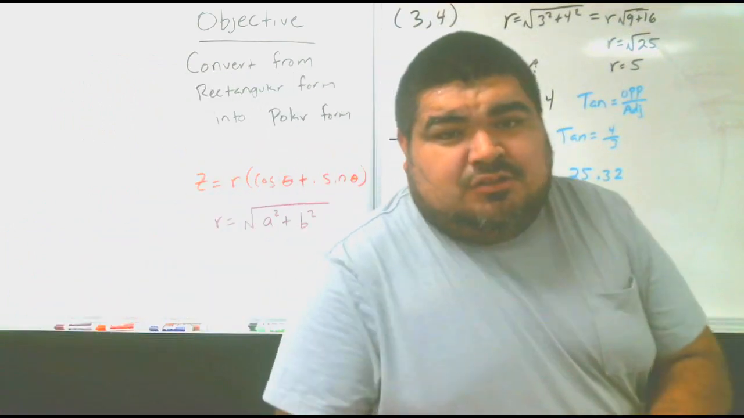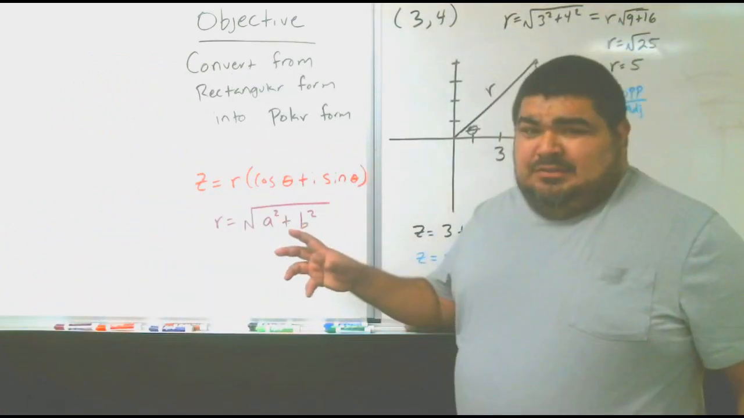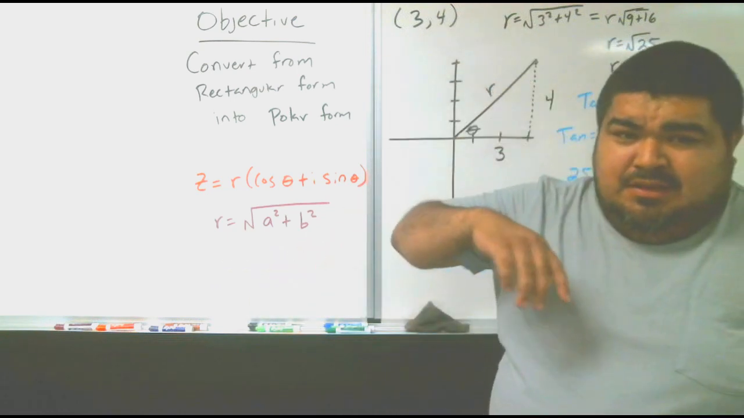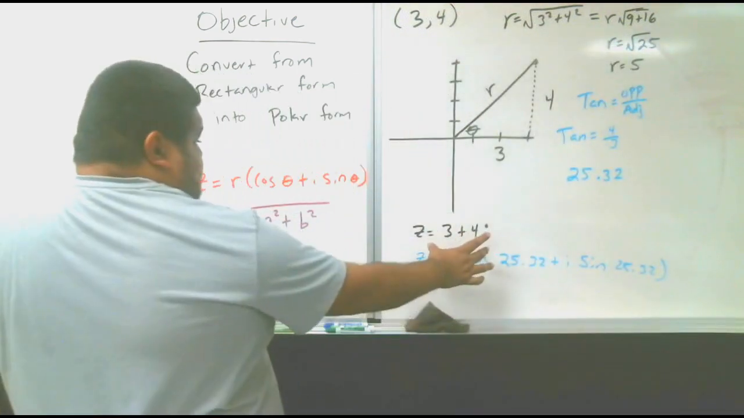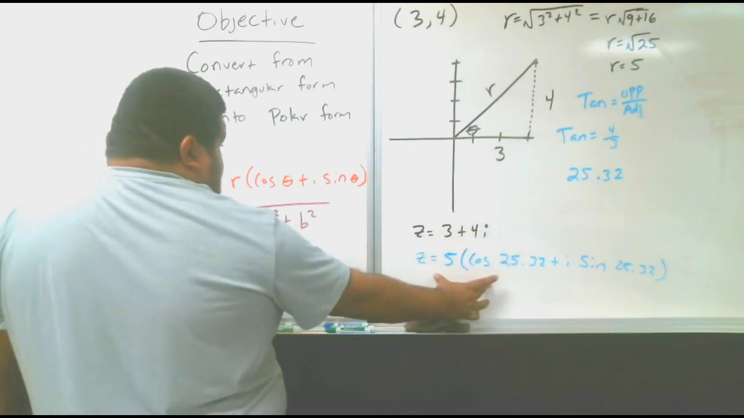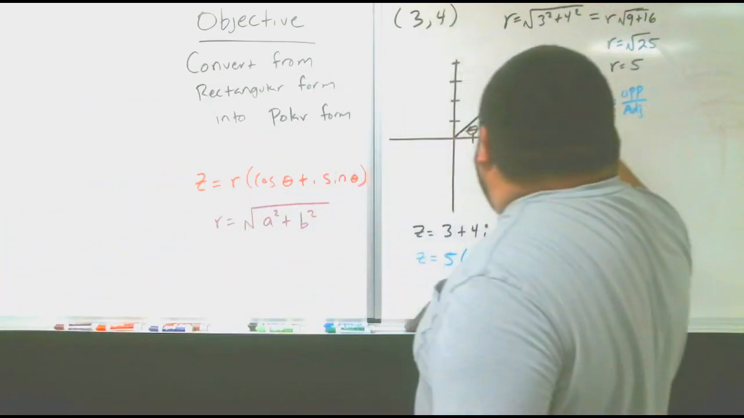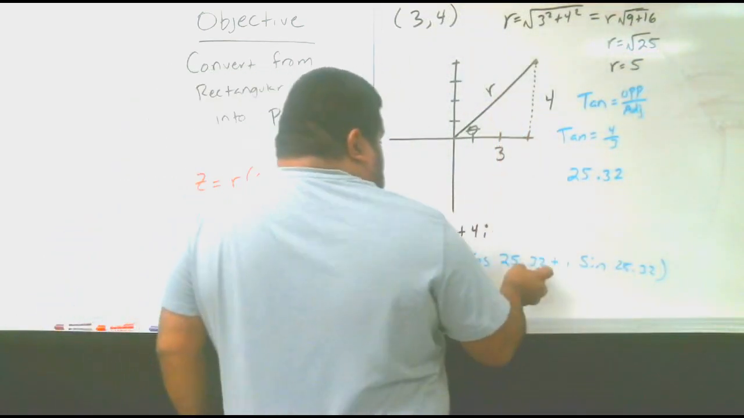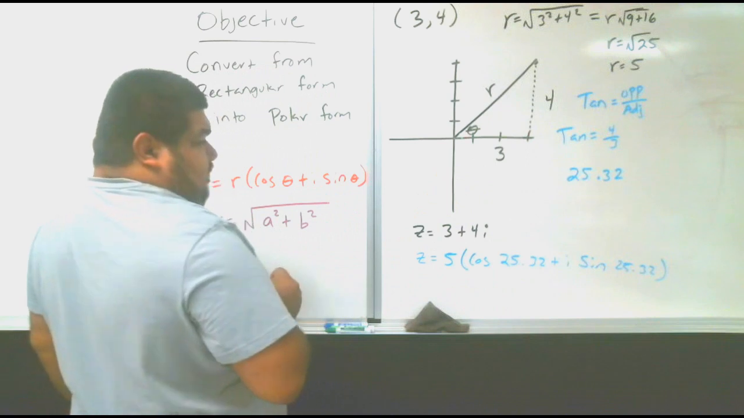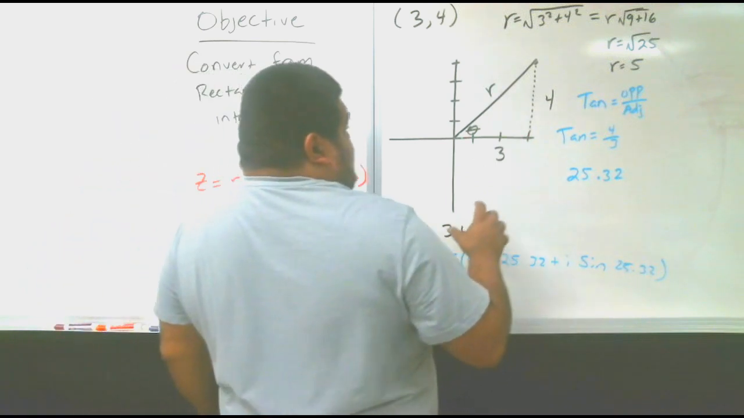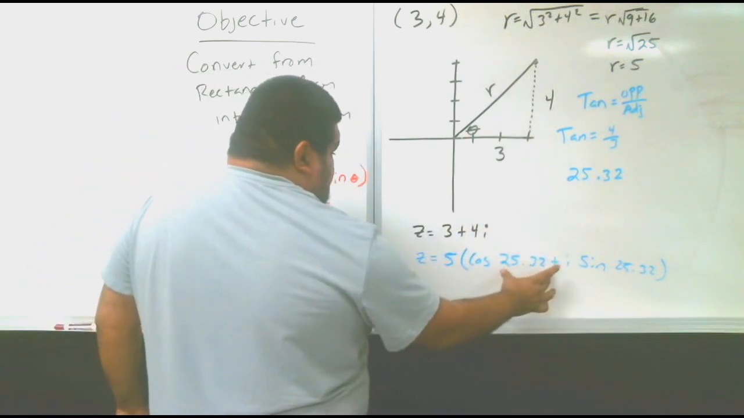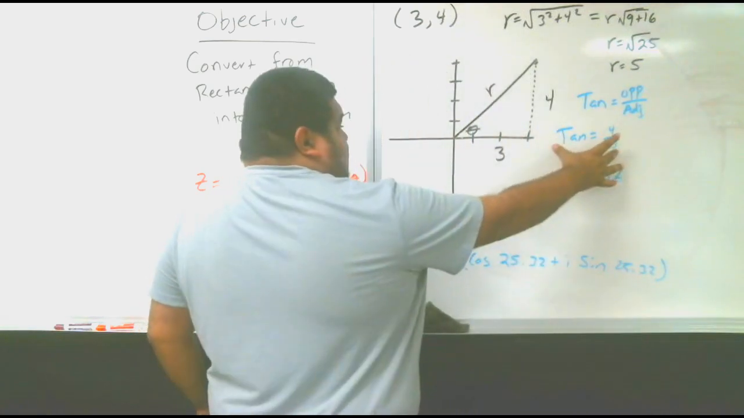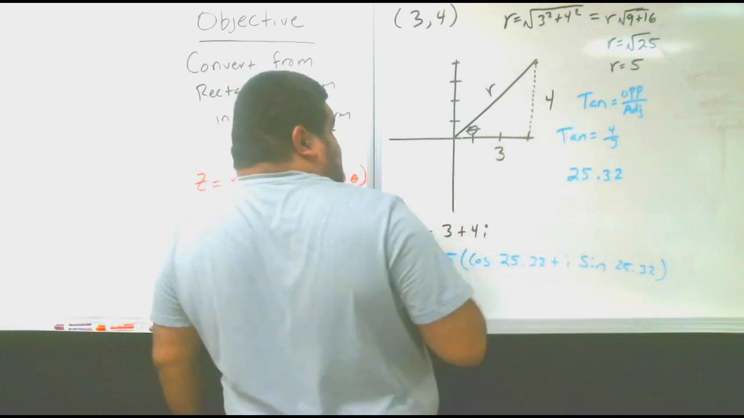Again, all you have to do is find the radius from the point I gave you. We're going to go from rectangular form to polar form. Find the radius. Once you find the radius, use tangent to find the degree of the angle. Then for cosine theta and sine theta, use whatever you get as your answer for tangent. And that's it.